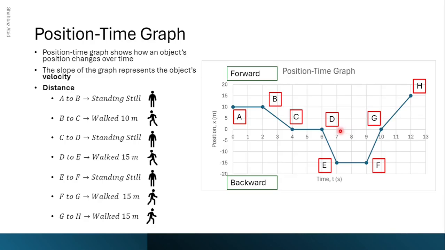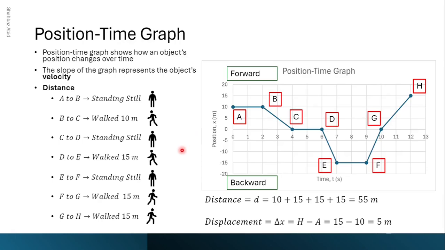So by examining this position time graph, we can calculate the distance, and also we can calculate the displacement. The distance is going to be equal to the summation of all the distances mentioned in this graph, regardless of the direction. So I'm going to just add them algebraically. It's going to be 10 plus 15 plus 15 plus 15 equals 55 meters.